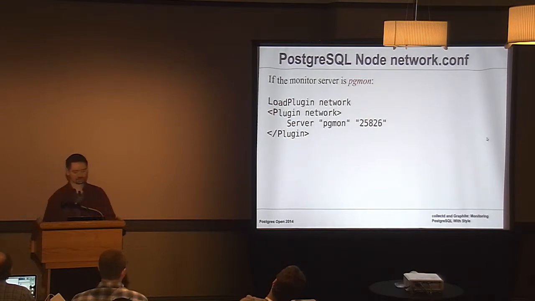So on the Postgres nodes, all you've got to say is the server I'm sending the data to, and assuming PG monitor monitoring system, and the default port is 25826, so I decided to use that. And that's basically what all of your network.conf files will look like on all your Postgres nodes. It'll just say where to send the data, and you don't have to worry about anything else.